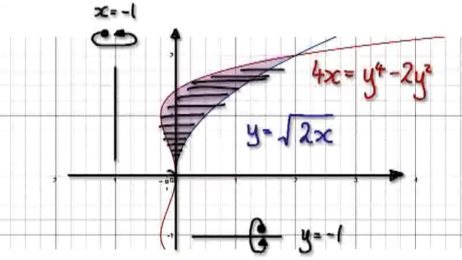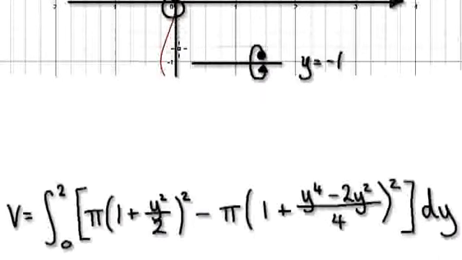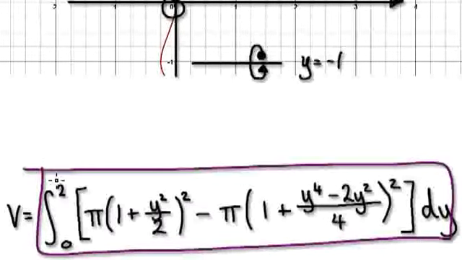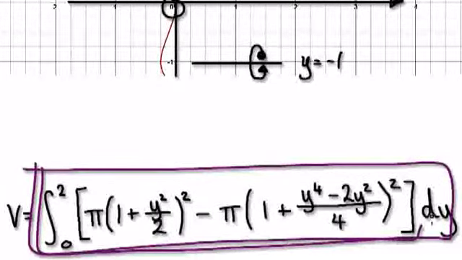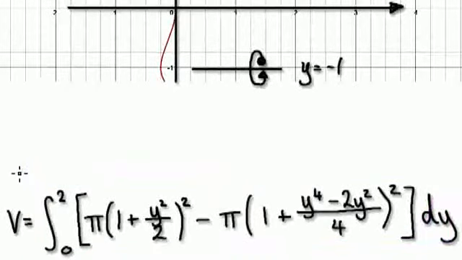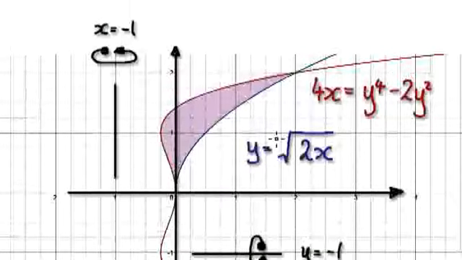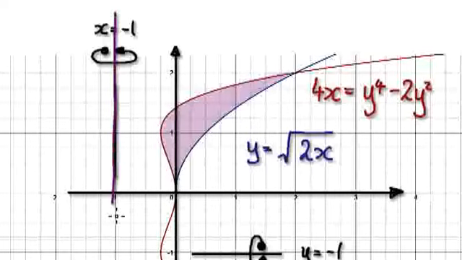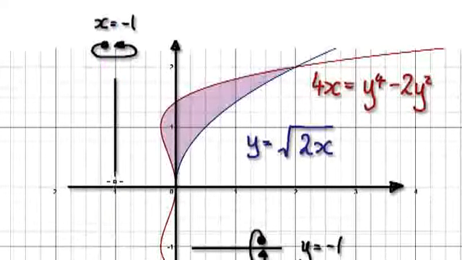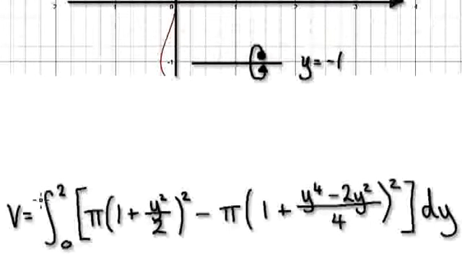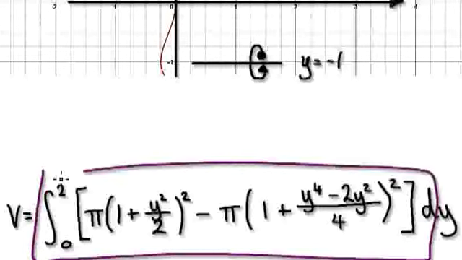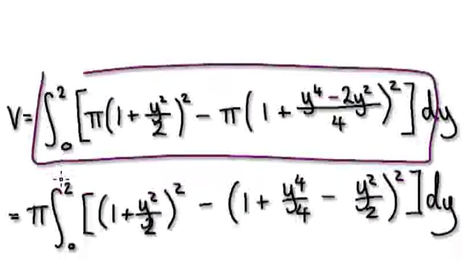So you're summing up all the washers from 0 to 2. Summing up all the washers will give you a volume of this. Okay, so if you can evaluate this, then that will give you the volume when you rotate it along the x equals -1 axis. So the volume will be given by this. Now it's just a matter of working it out.